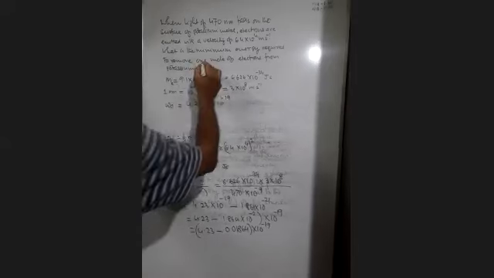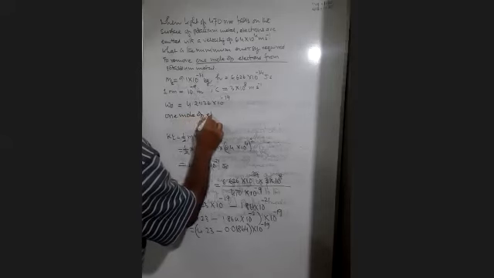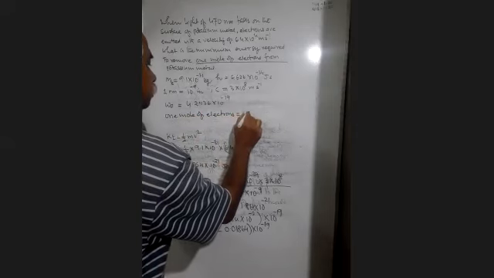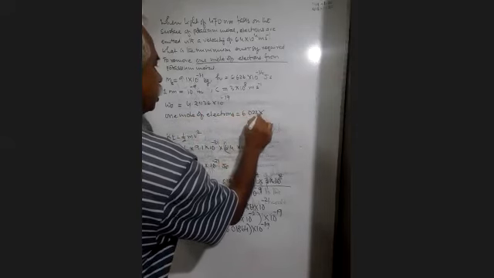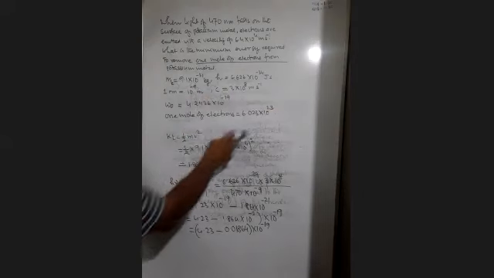See. Now, dear, what do they want? 1 mole of electron. Okay? This value is only for 1 electron. So 1 mole of electron is equal to how much? 1 mole of electron is equal to 6.023 into 10 to the power 23. So multiply this value by this.